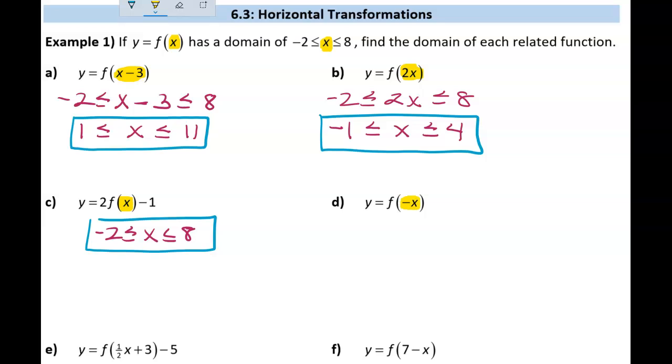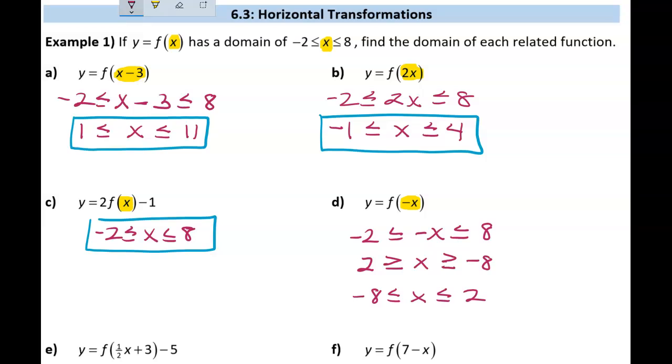In the next one, our input changes to -x. So -x has to lie between -2 and +8. When you divide by -1 to solve for x, we're going to get 2. And remember that dividing by a negative in an inequality reverses the direction of the inequality symbols. Although that's an acceptable answer, I'm going to prefer to write my answer as -8 is less than or equal to x, which is less than or equal to +2, because then the least number appears on the left and the greatest number appears on the right, just the same way those numbers appear in order on the x-axis.